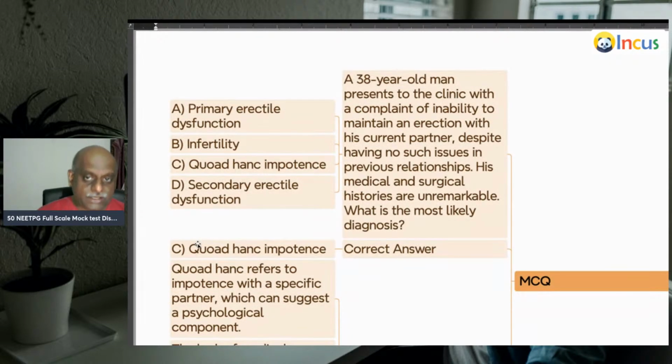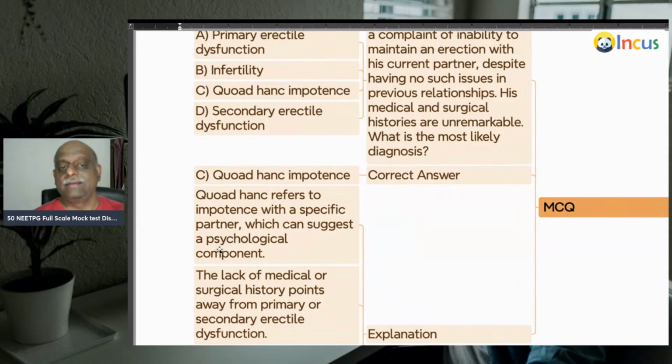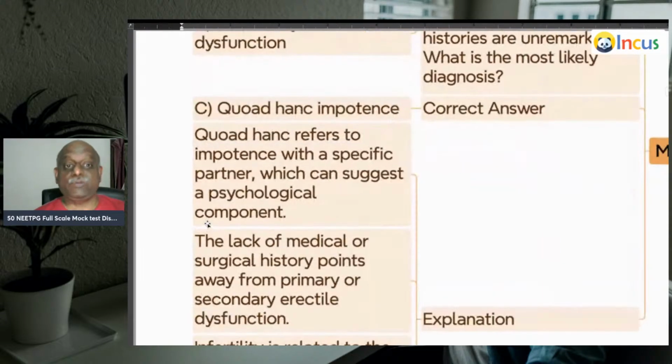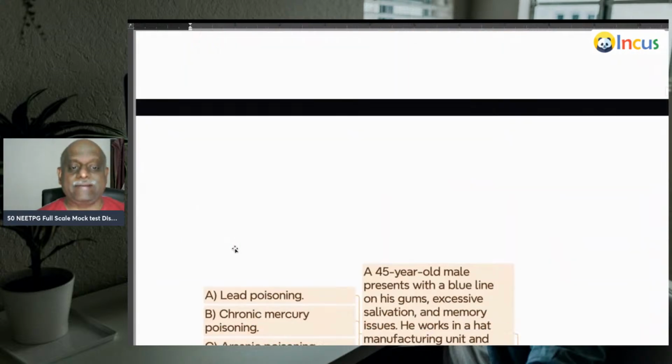38-year-old comes to the clinic, inability to maintain an erection with the current partner but not previous partners. So Coq's Hank refers to impotence with a specific partner, which is because of the psychological component.